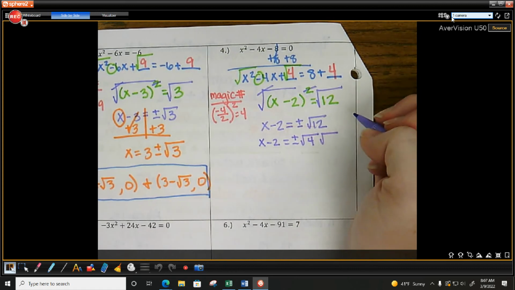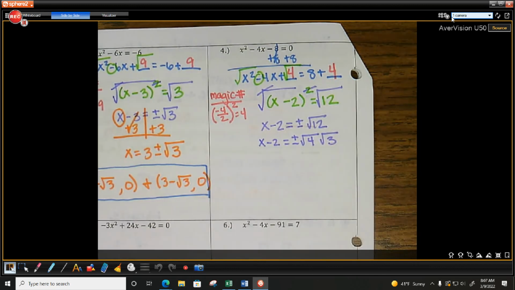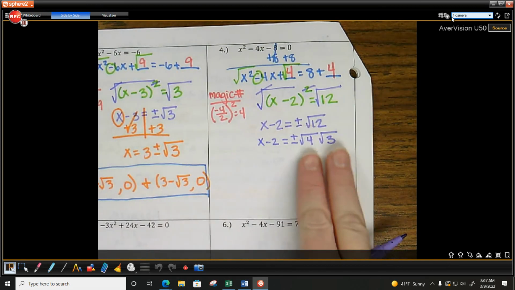We did do this a while back. We did this before Christmas break. Does that kind of ring a bell? You're finding the perfect square that your number is divisible by and separating it into 2 square roots. The perfect square first, the non-perfect square second.